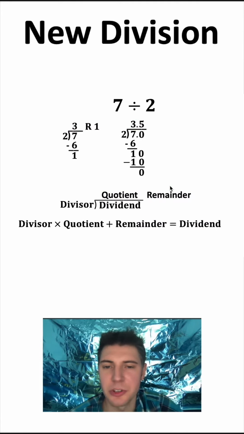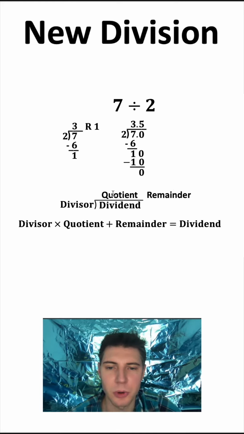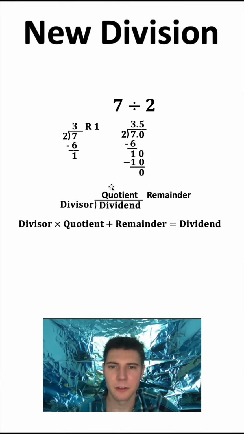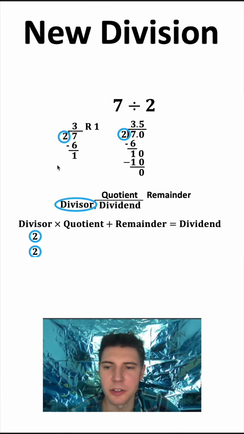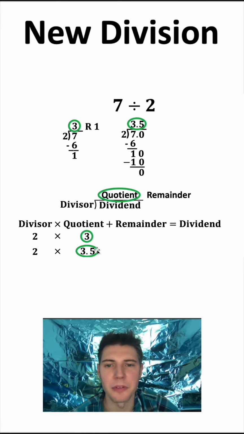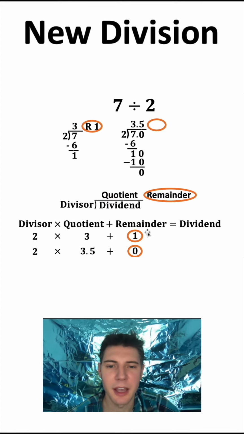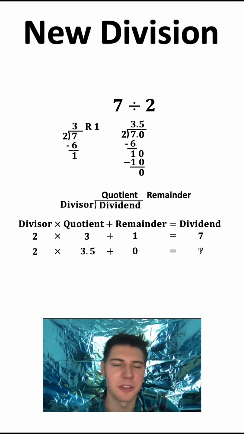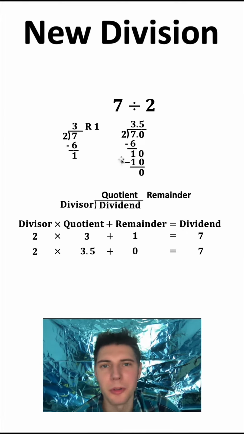We need this to be true. This divisor times this quotient plus the remainder has to equal the dividend. If that's true, then the math you did is still valid. So we can check both of these. If we plug in 2 for the divisor times the quotient, which is either 3 or 3.5, plus the remainders, that needs to equal 7. And that's true for both of these. 2 times 3 is 6 plus 1 is 7, and 2 times 3.5 is 7 plus 0 is still 7. So that is why both of these work.